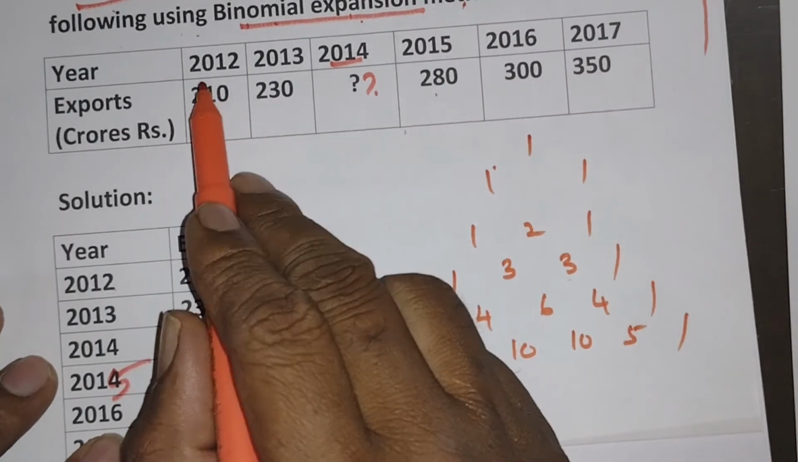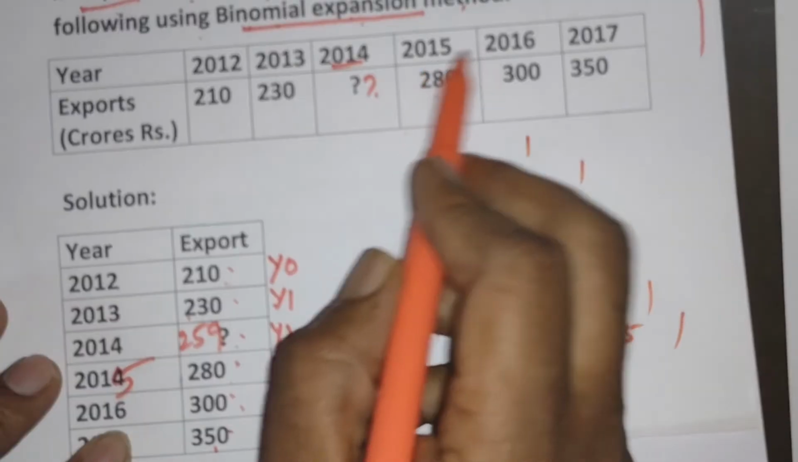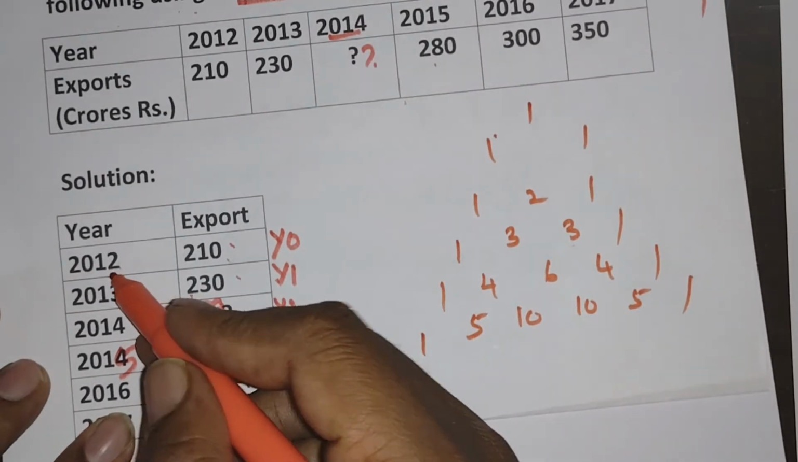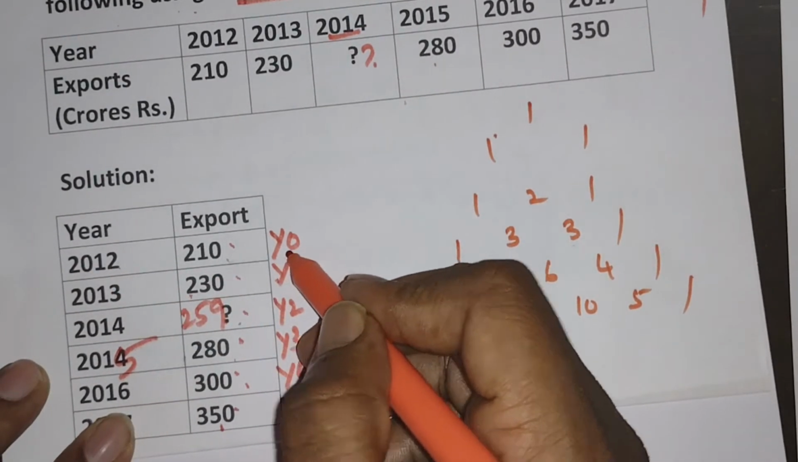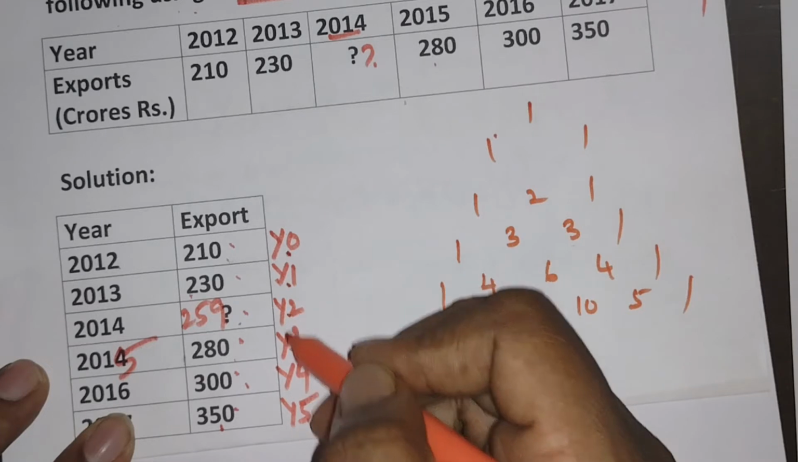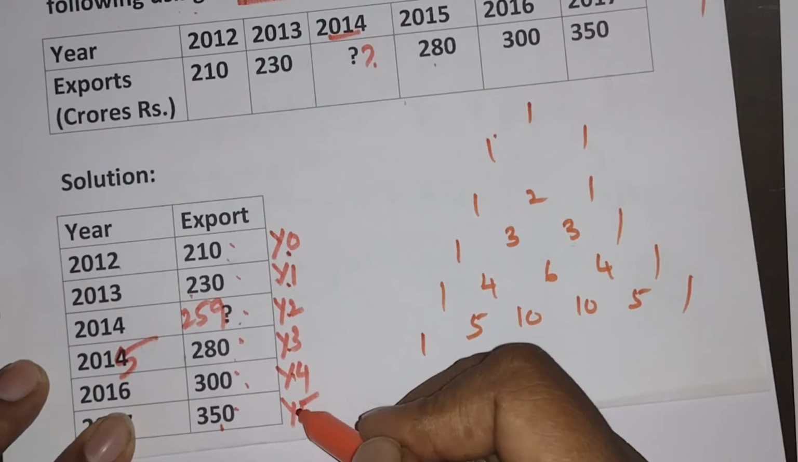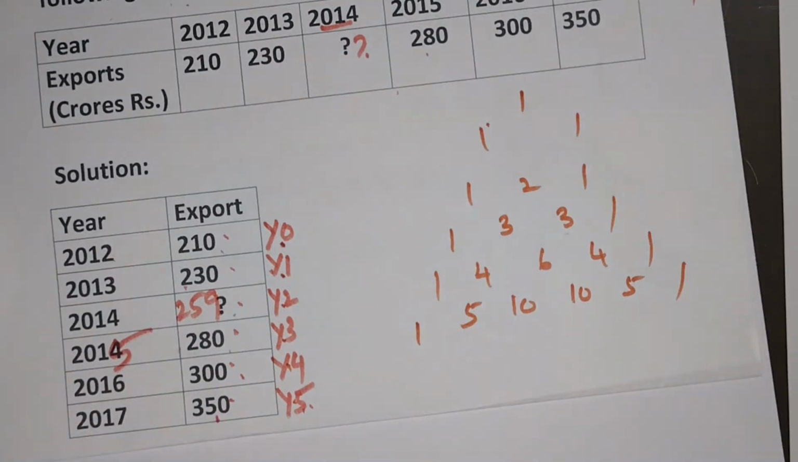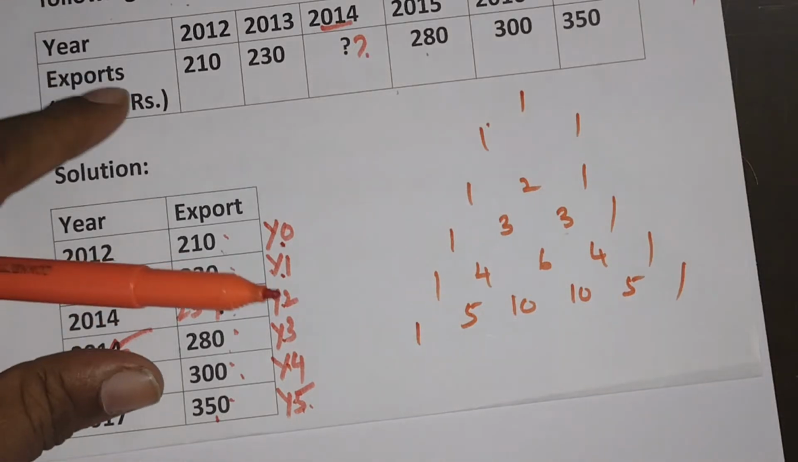In the same question it is given 2012, 13, 14, 15, 16, 17. I have written it here, and the first one is written as y0, y1, y2, y3, y4, y5. Let me work out this problem below this. Please look into the problem. How to work this out.